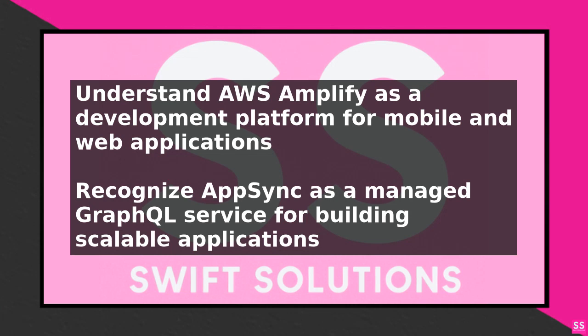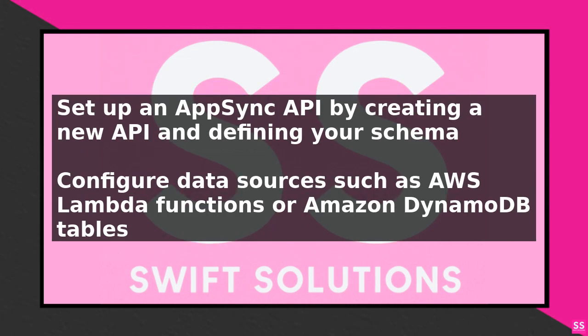The first step in integrating AWS Amplify with AppSync is to set up an AppSync API. This involves creating a new AppSync API, defining your schema, and configuring your data sources. Your schema serves as the backbone of your API, defining the types and relationships between your data. Data sources can include AWS Lambda functions, Amazon DynamoDB tables, or other AWS services.